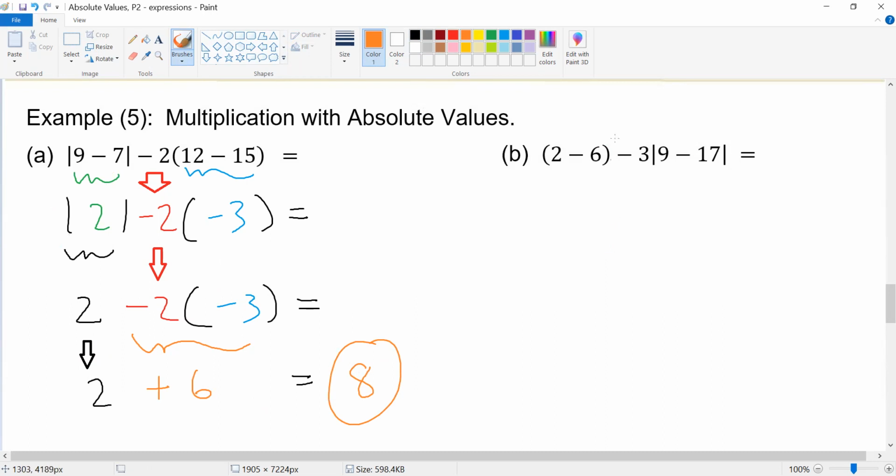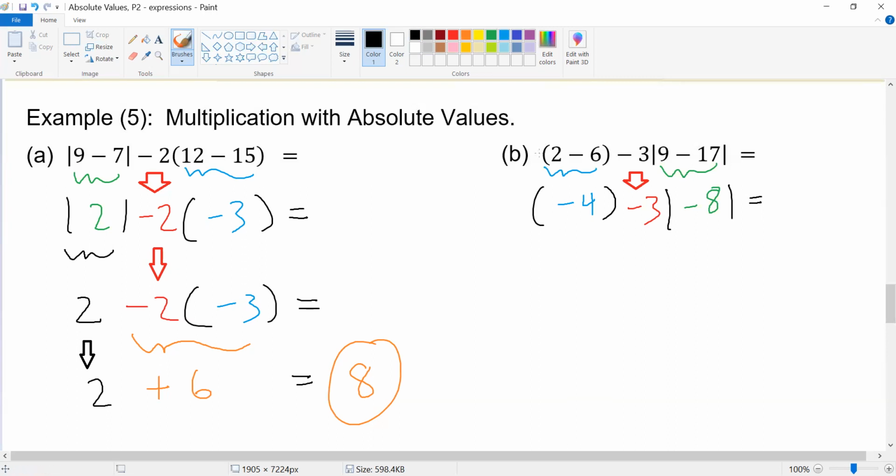Now in part B, we're mixing some stuff up. We're starting off with parentheses now. So inside the parentheses, we have to take care of this. We have 2 minus 6, which will give us negative 4. We're going to bring down the negative 3 because we're not subtracting anything. We're not going to multiply anything before we take care of all the absolute values and all the parentheses. Then we have the absolute value of whatever 9 minus 17 is. So 9 minus 17 is going to give us negative 8 inside our absolute values here.